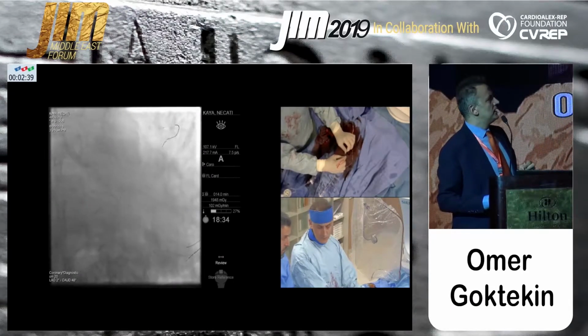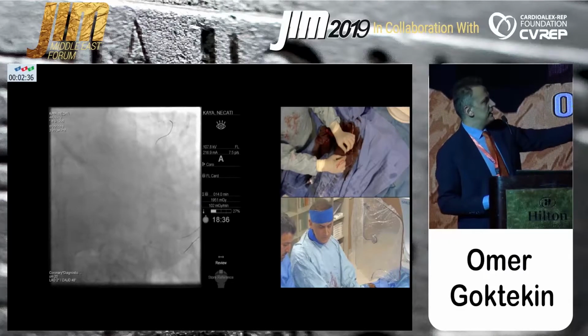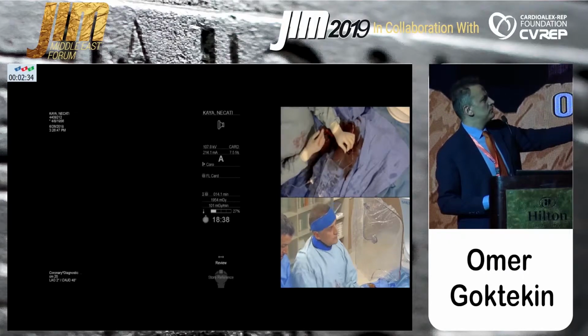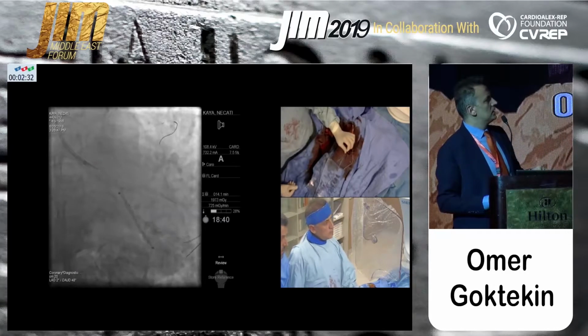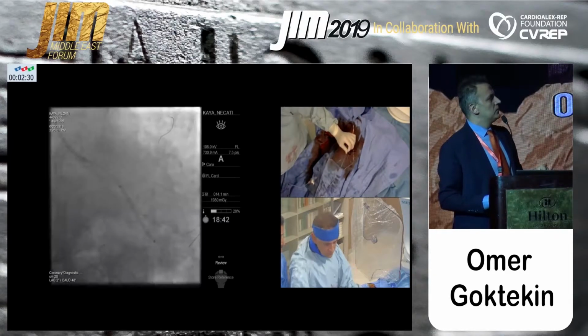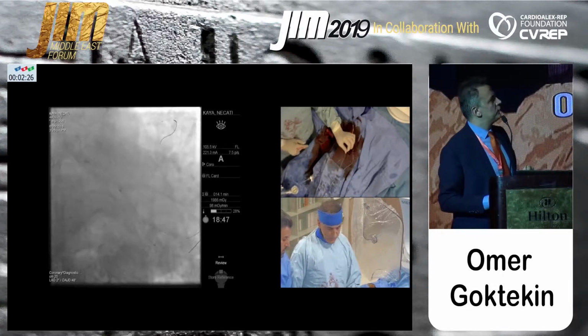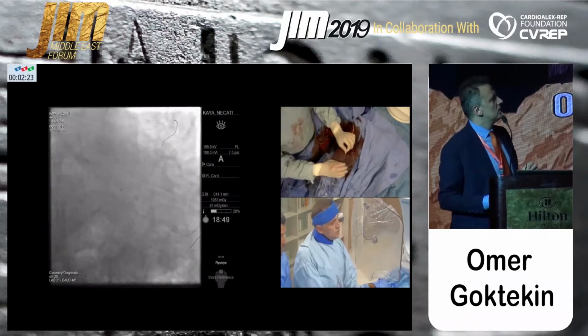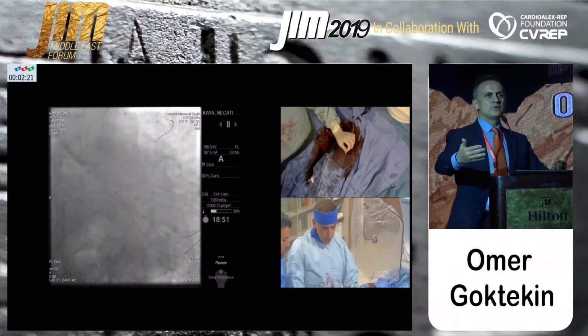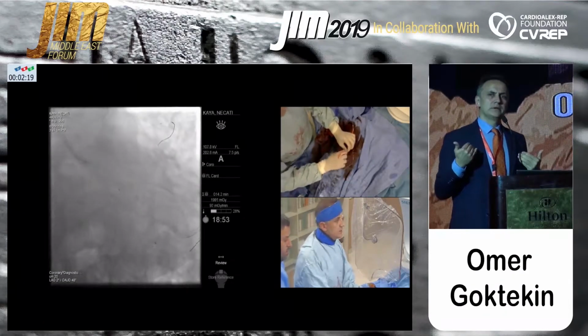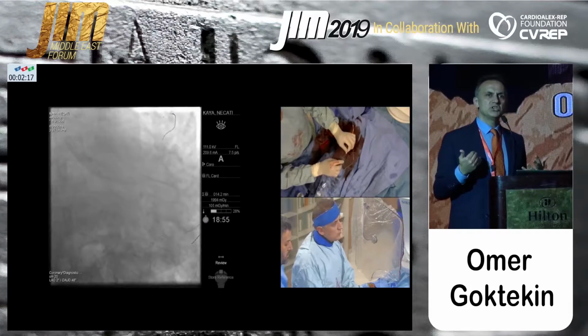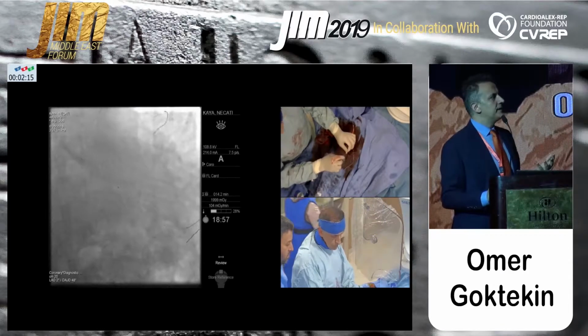Now I have a balloon under the strut. We do ballooning, kissing. Now, of course, I have a malapposed part at the proximal of the bifurcation. But after that, when I remove the balloon of the side branch, I do POT, of course.